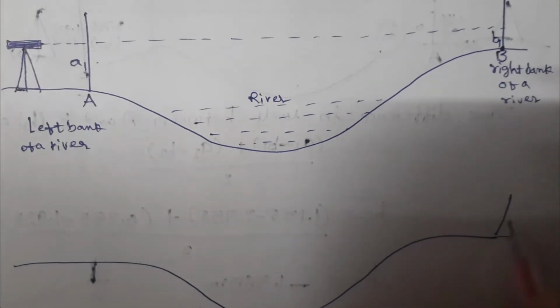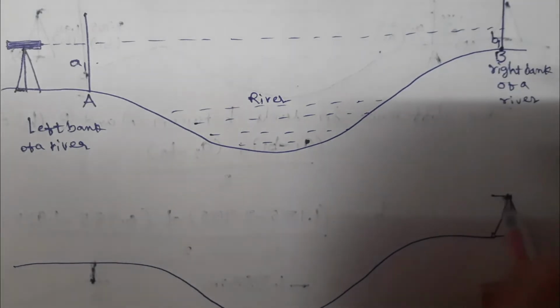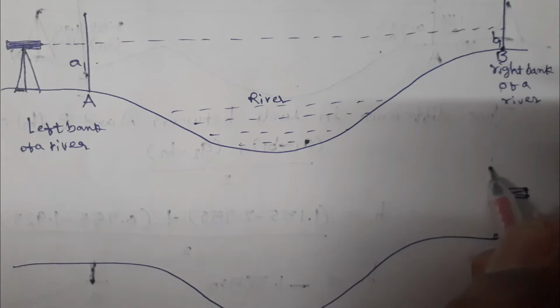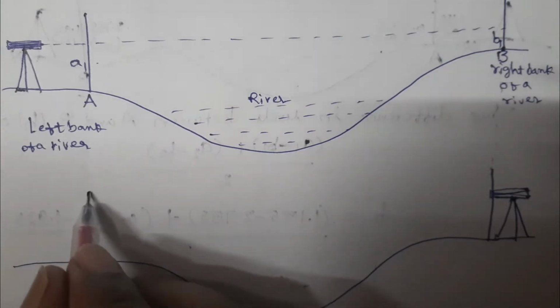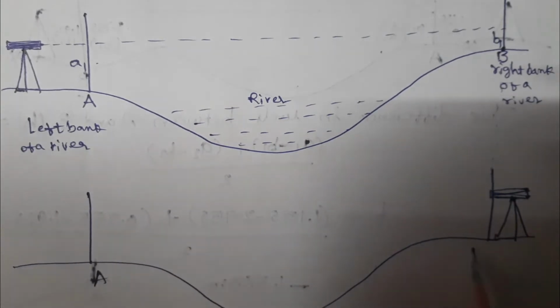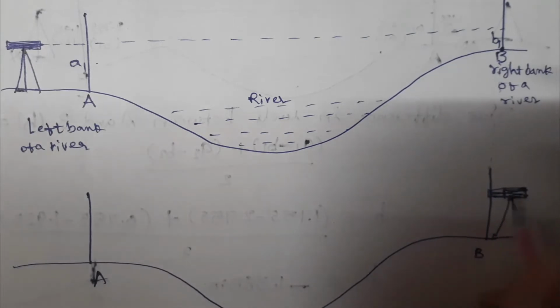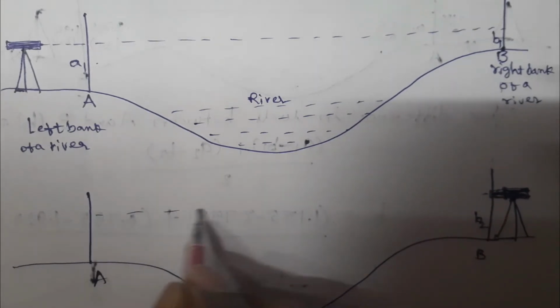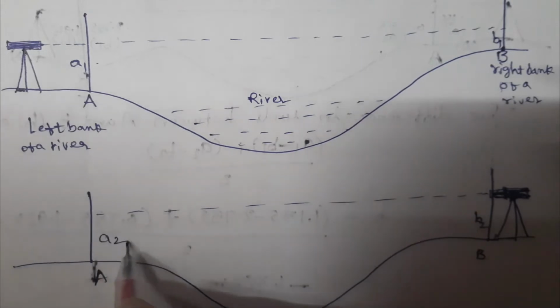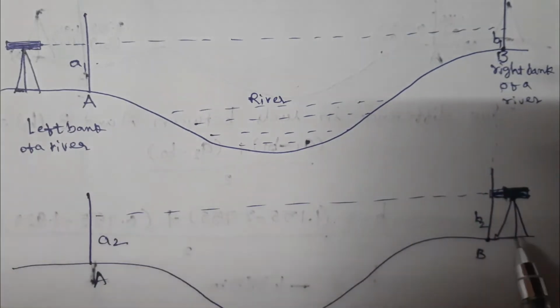Now, when the instrument is set at the right side bank of the river, the points of leveling stations are at the same locations. Observe the staff reading from here. This is the instrument, the staff reading on B is B2, and this is A2. Point B is located nearer to the instrument.